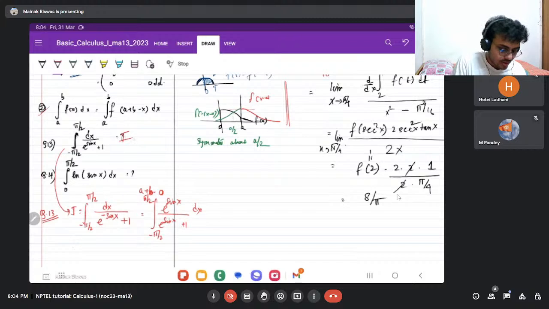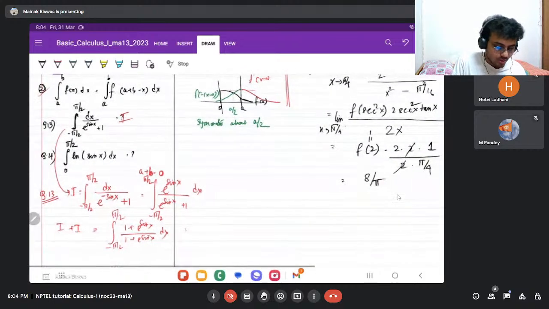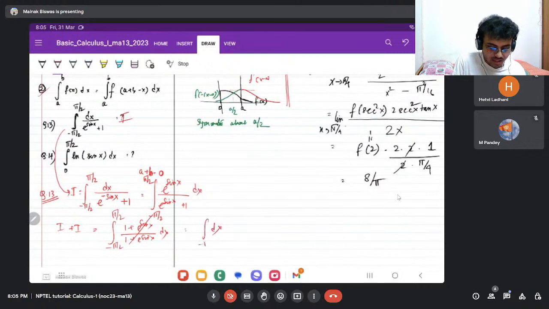So if I sum I plus I, I will get 1 plus e to the power sine x by 1 plus e to the power sine x dx between minus pi by 2 to pi by 2. This is 1. So dx from minus pi by 2 to pi by 2. So it's a constant function. What is it? Pi. Agreed? Yes, sir. And divide by 2. This is 2I. Thank you. Now I am seeing you paying attention. 2I is equal to pi. I is equal to pi by 2.